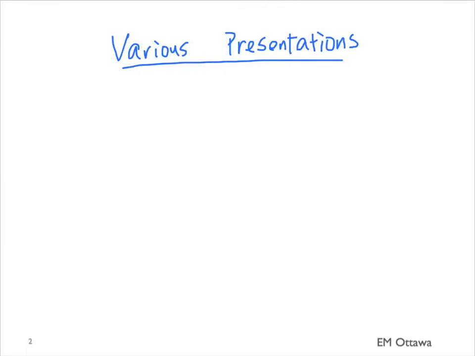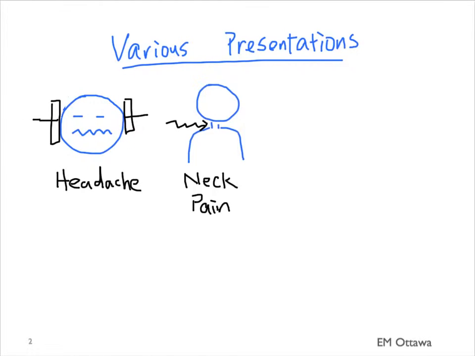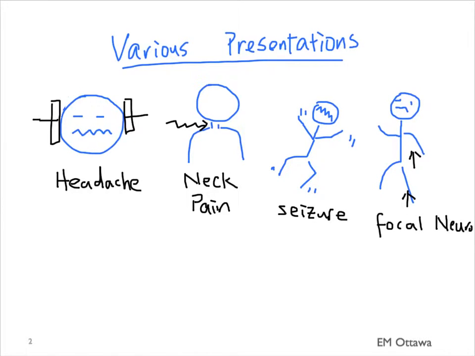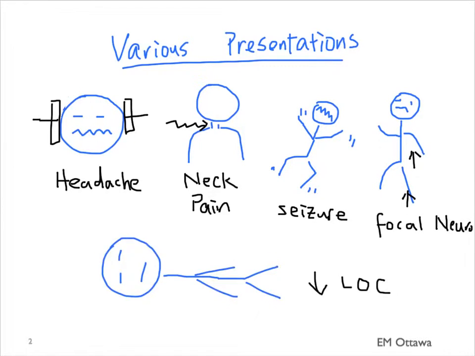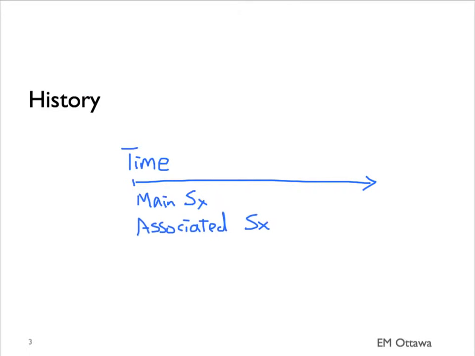The patients can have various presentations. They can have headaches, neck pain, seizures, focal neurological symptoms, or a decreased level of consciousness. Depending on the presenting complaint, you will want to get the timeline of the events, what has happened when, and whether there are any other associated symptoms. Let's go into the details for the specific diagnosis.